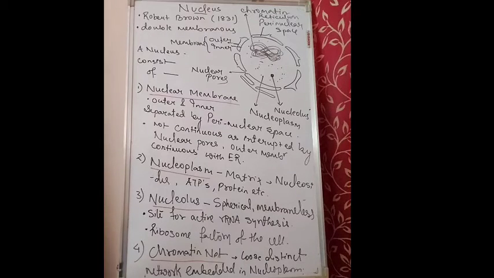So just remember the types of chromatin here. One is heterochromatin, one is euchromatin. Euchromatin is transcriptionally active, that means it is involved in the synthesis of protein, and heterochromatin is transcriptionally inactive, that means it is not involved in the process of formation of mRNA. So this is all about the nucleus.